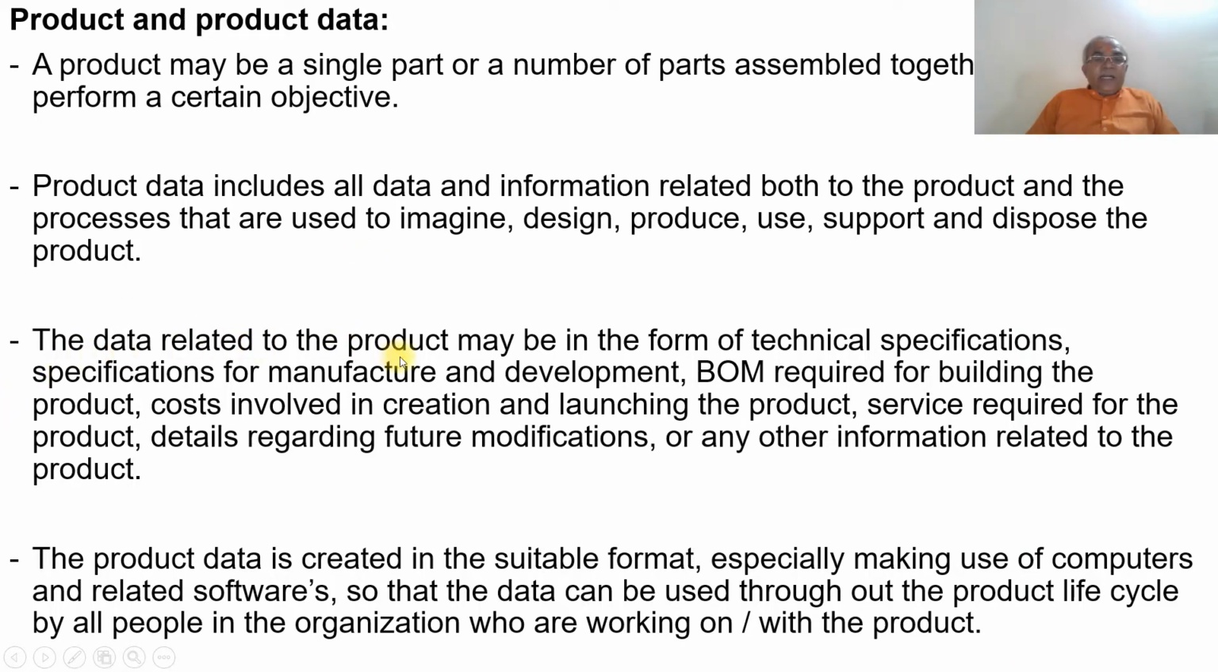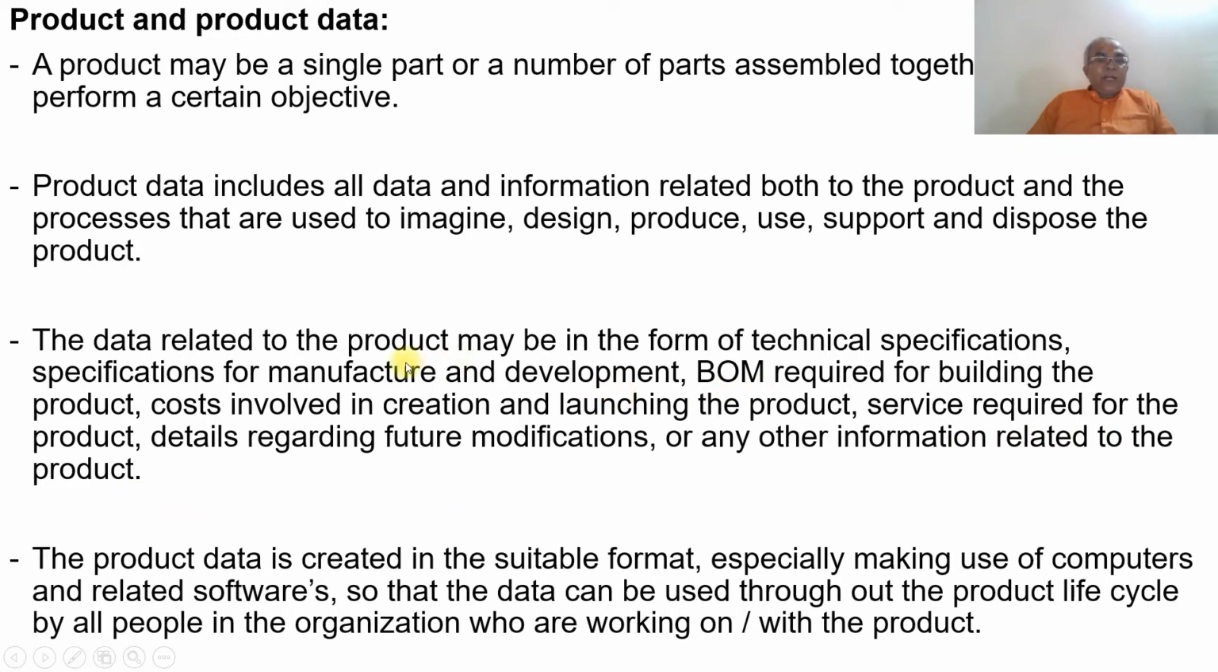Then the data related to the product may be in the form of technical. What does the data mean? The data related to the product may be in the form of technical specifications, specifications for manufacture and development, bill of materials required for building the product, costs involved in creation and launching the product, service required for the product, details regarding future modifications, or any other information related to the product.